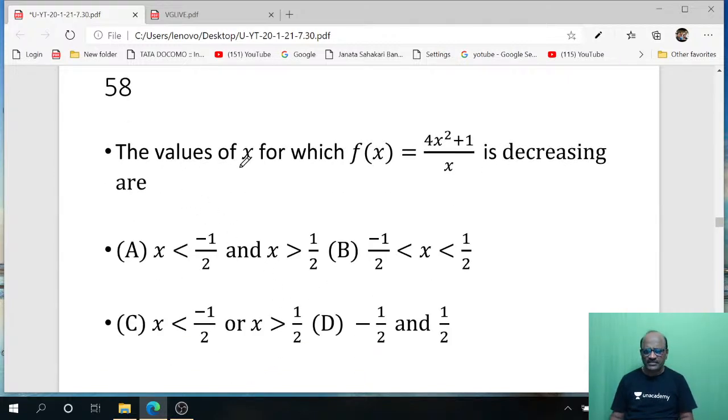The values of x for which f of x is equal to 4x square plus 1 upon x is decreasing are, what type of values? The first is x is less than minus 1 upon 2 and x is greater than 1 upon 2. Next is x lies between minus 1 upon 2 and plus 1 upon 2. C is x is less than minus 1 upon 2 or x is greater than 1 upon 2. Okay, these are the values.